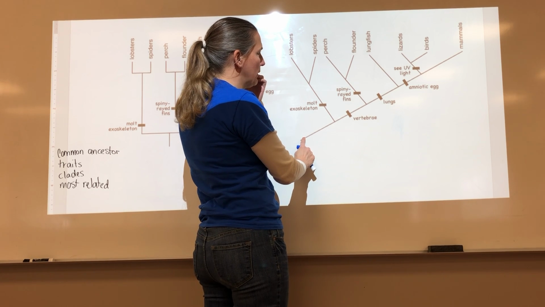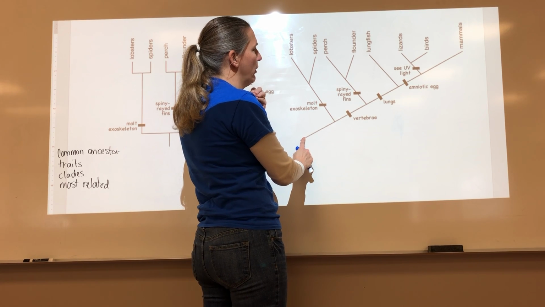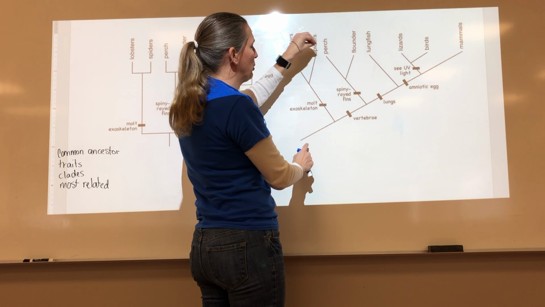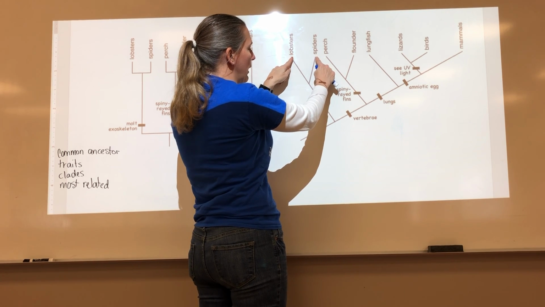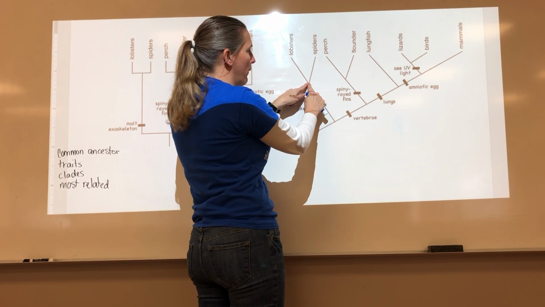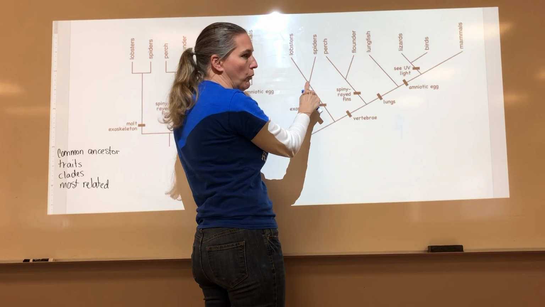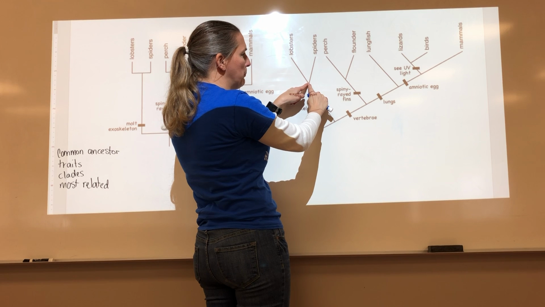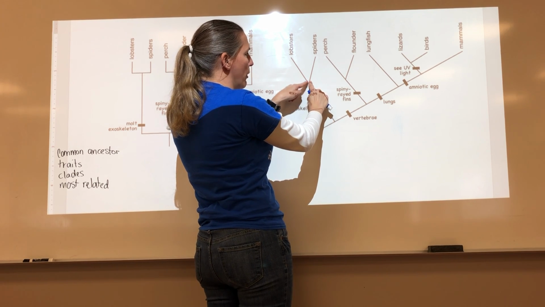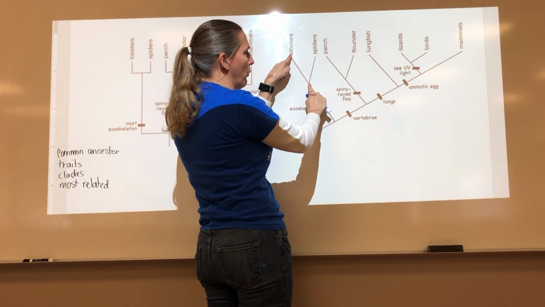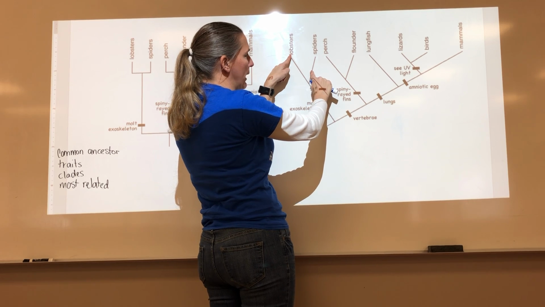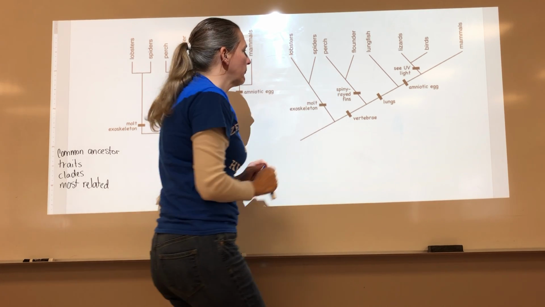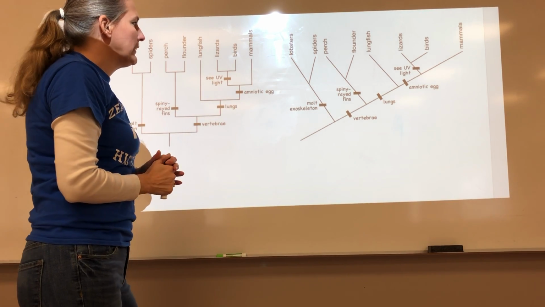If I said what was the last common ancestor of, let's say, lobsters and spiders, you would go to the last place where they were together. So this point right here would indicate the last place where they had a common ancestor. After this point, going through time, this group became more and more like lobsters. This group became more and more like spiders.